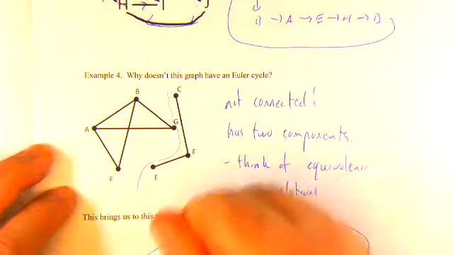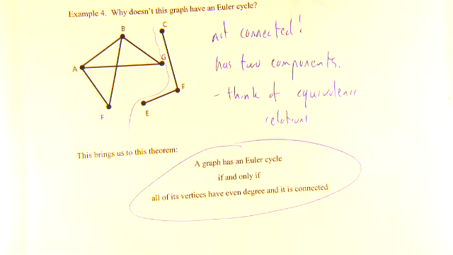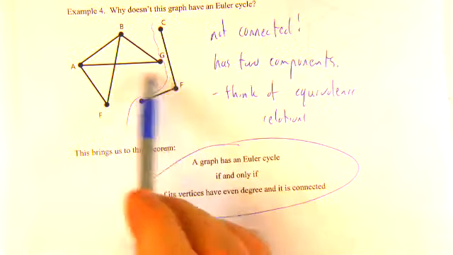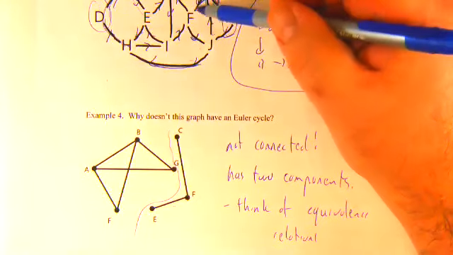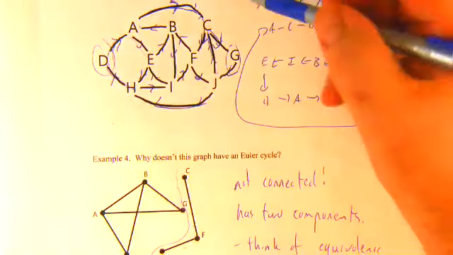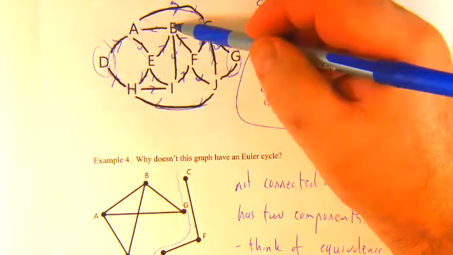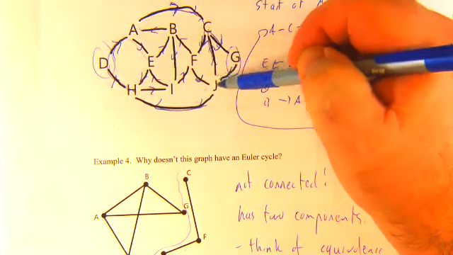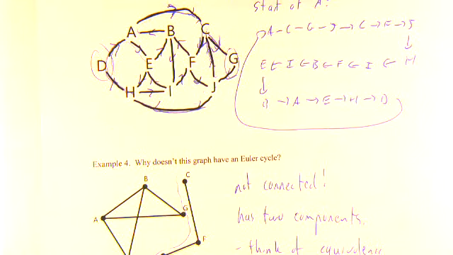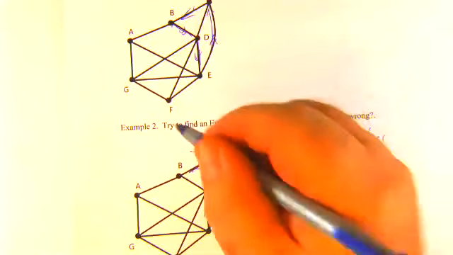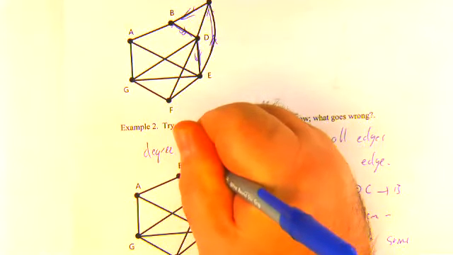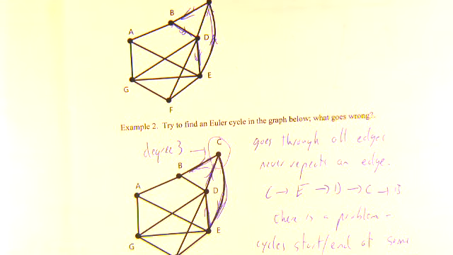So here's our theorem. How do you tell if a graph has an Euler cycle? It has to be connected. You can't have two different pieces like that. And every vertex has to have an even degree. You have to be able to go in and out of that. So this one definitely, every vertex is degree 4, degree 4, degree 4, degree 2, degree 4, you can tell that it has an Euler cycle. This one, C, that's degree 3, which means you can't go in and out of it and have an Euler cycle through there. Okay.